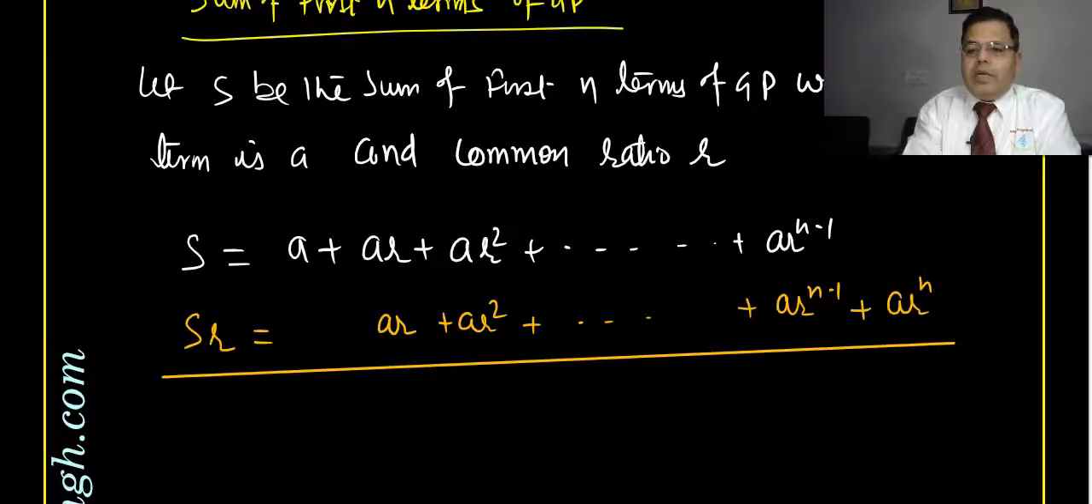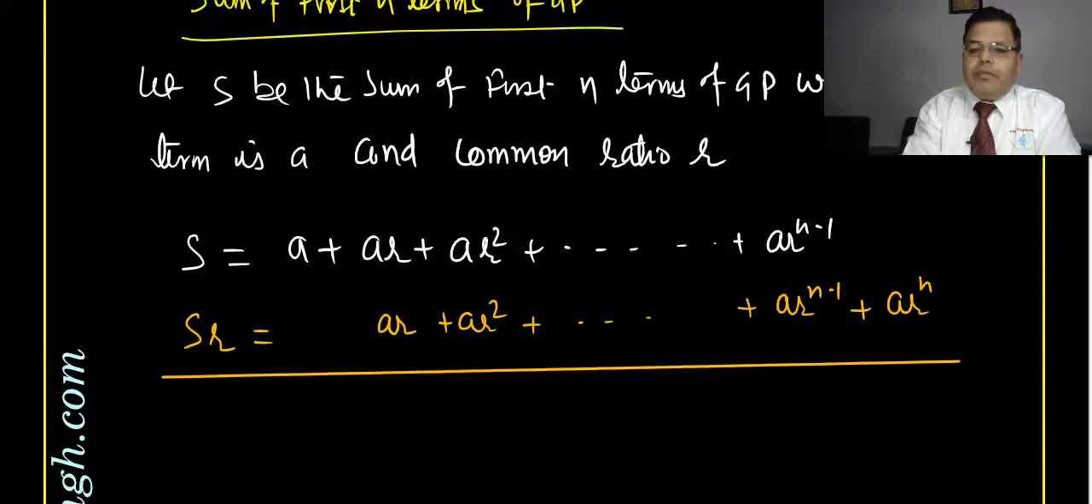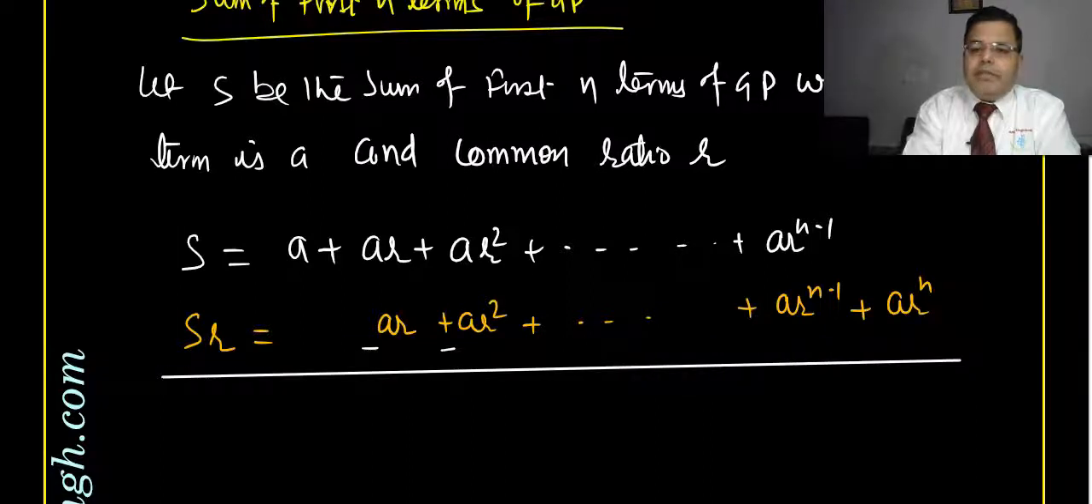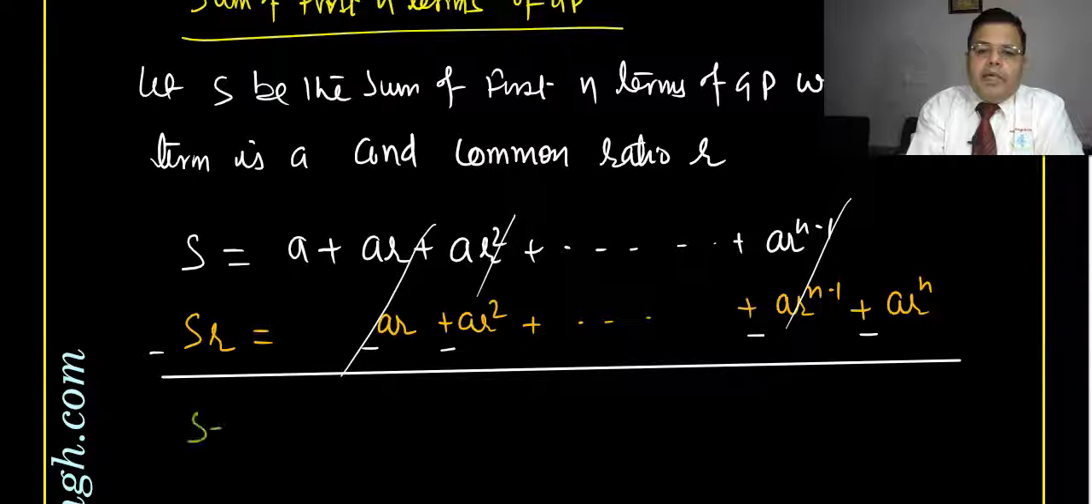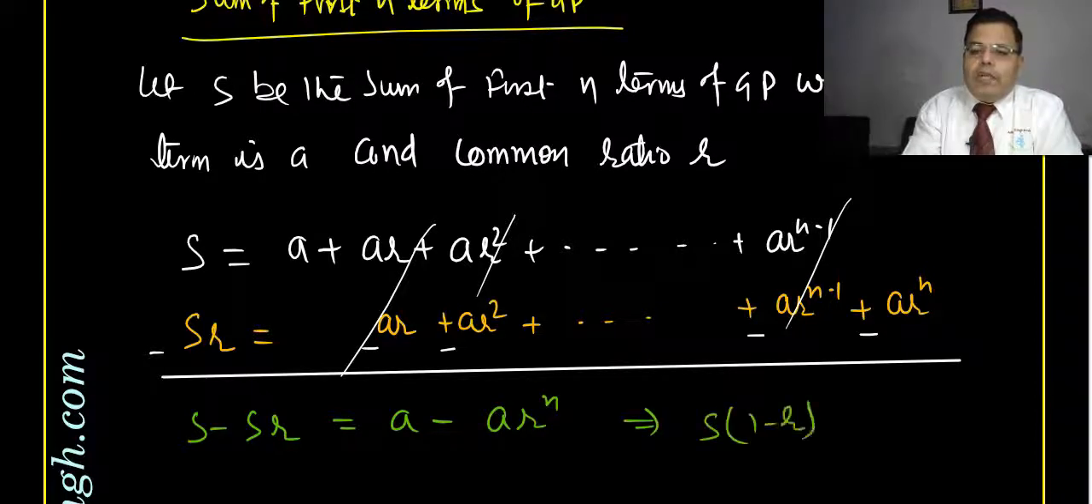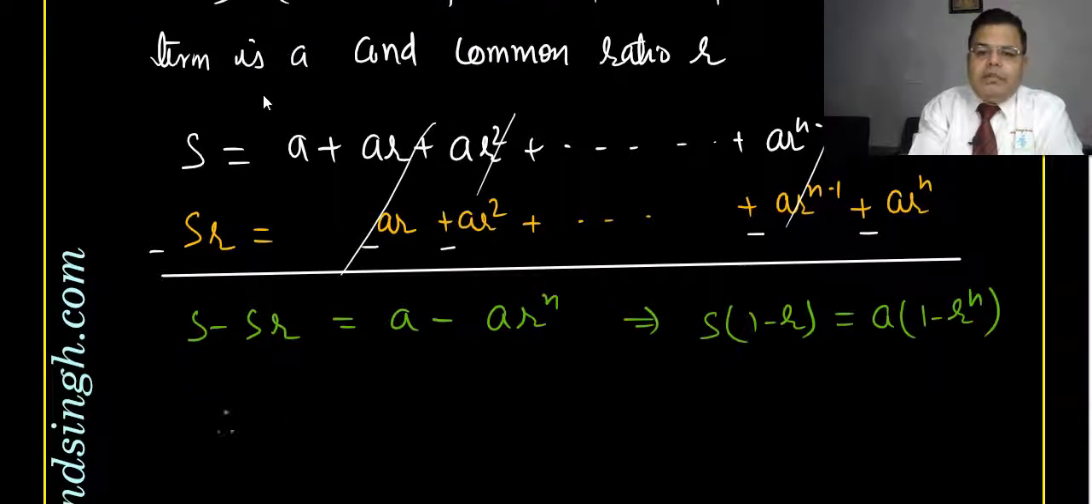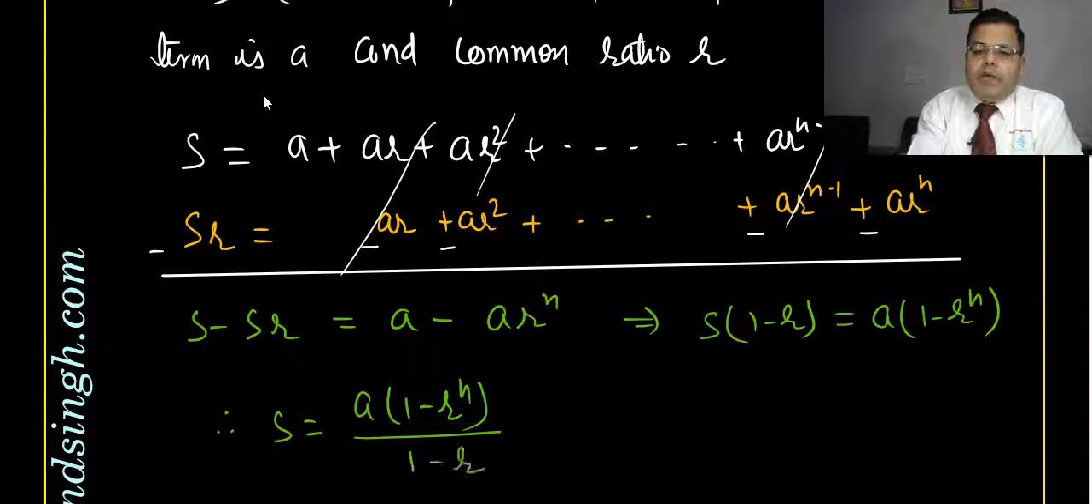If you subtract these two, most of the terms cancel out. So the sign will change, minus, minus, minus, and these cancel. So when we subtract, we get S minus SR is equal to A minus AR to the power n, as this one is left. This implies S into 1 minus R, taking S common. Here I can take A common: A into 1 minus R to the power n. Therefore S is equal to A into 1 minus R to the power n upon 1 minus R, when R is less than 1.